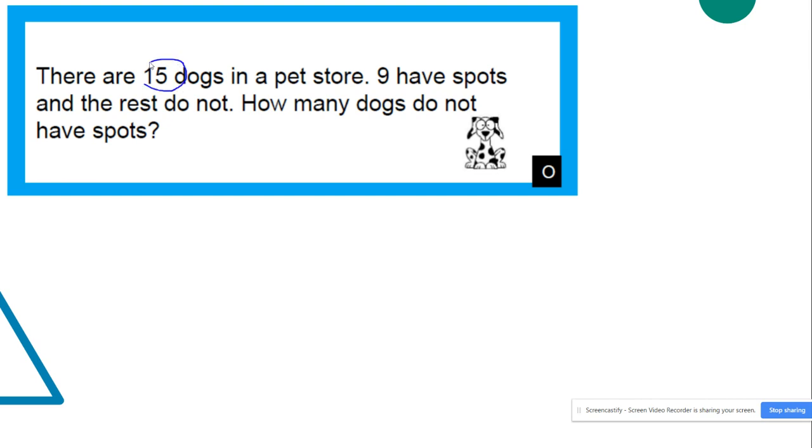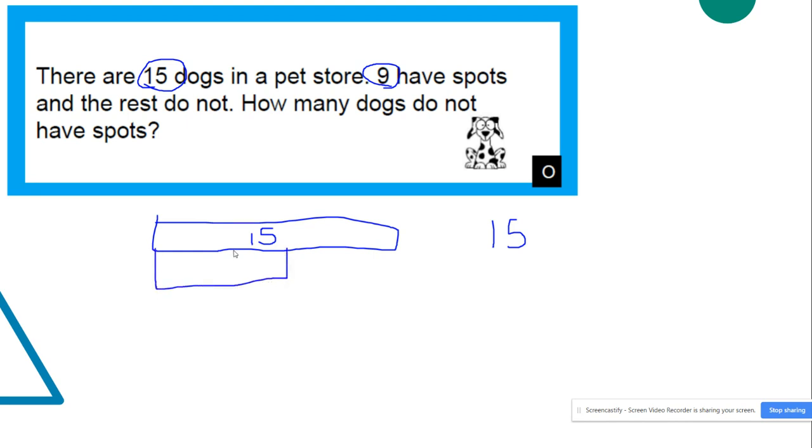Okay, so we know the whole and we know one part. So I know 15 dogs are in the pet store. That's the total. 9 have spots. So 9 over here have spots. And the rest do not. So that's the part I'm solving for. But I can solve it by going 15 minus 9 equals what? Well, I know that 9 plus 6 equals 15. So this must be 6.